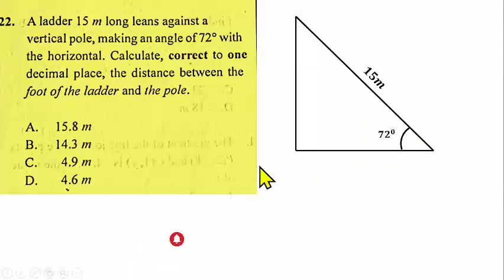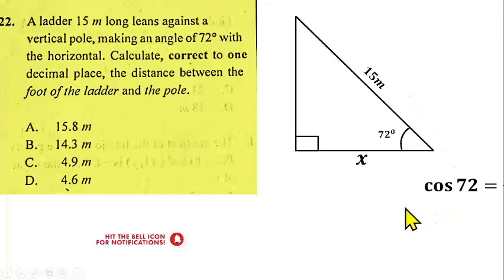Then we have to find the distance between the foot of the ladder and the pole, so we can call that one x. So we know that this is going to give us a right angle triangle. So out of the right angle triangle, we are looking for this side, which is adjacent to this angle 72 degrees. We are given the hypotenuse side. So the relation between this angle, this side, and this side should give us adjacent over hypotenuse, that will be cos.